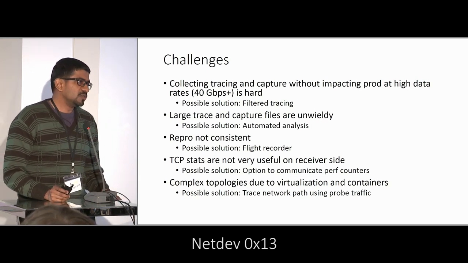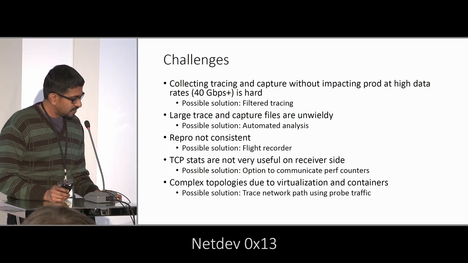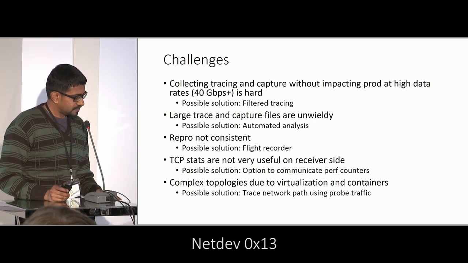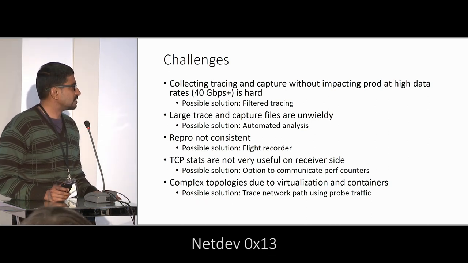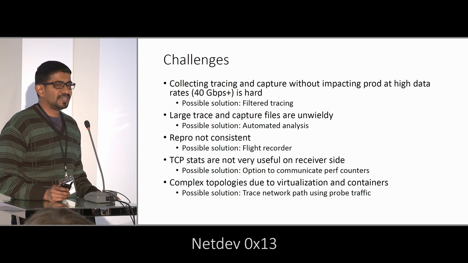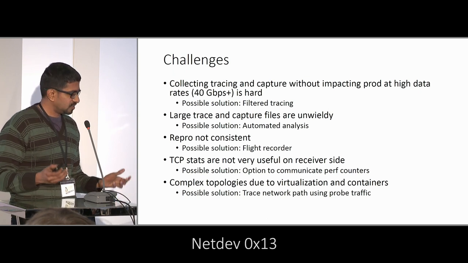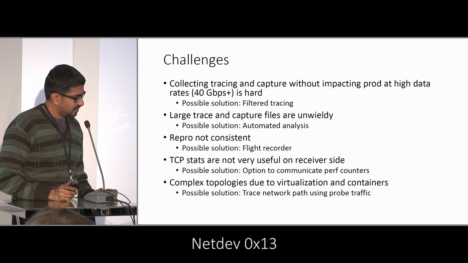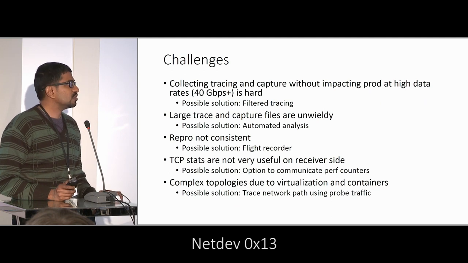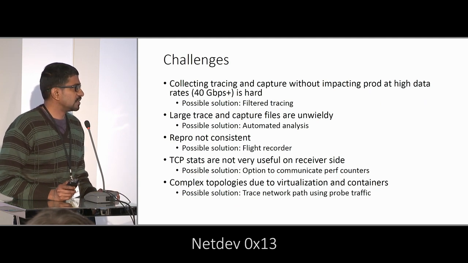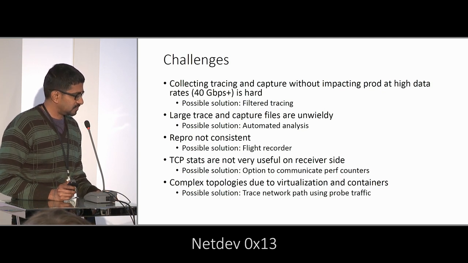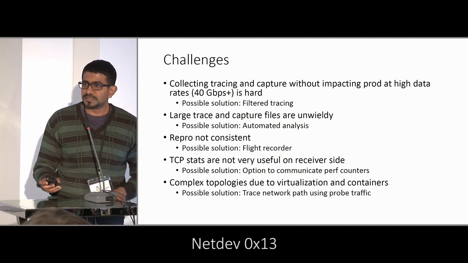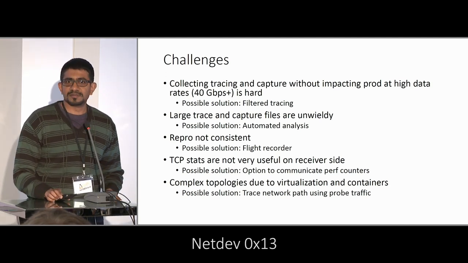So yeah, topologies are a problem. Things are getting extremely complicated because of virtualization as well as containers. So you have multiple layers of nesting. So even on an end host, the network topology has become extremely complicated. So having the ability to trace the path that a network packet takes through the host stack is again something that would be very, very useful. I think that's about it. Any questions?